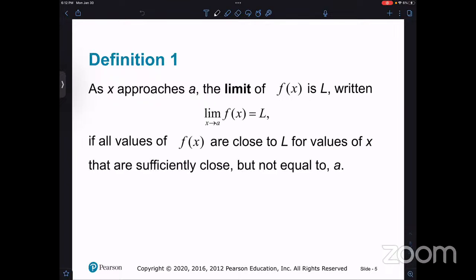So we have this definition: as x approaches a, the limit of f of x is L, written in this form. Again, the limit as x approaches a of this function is going to be L, if all values of f of x are close to L for values of x that are sufficiently close to, but not equal to, a. So what this is saying is that if you have a curve and some a on the x-axis, as our x's get closer and closer to that a from the left and the right, our y value is getting closer and closer to L. That's what this limit definition is saying.